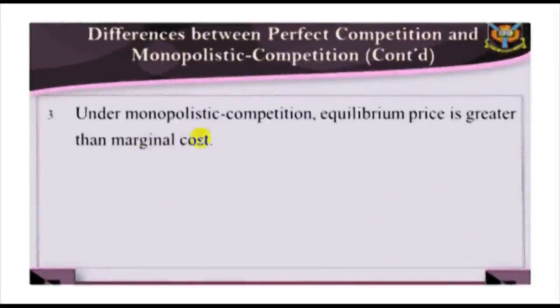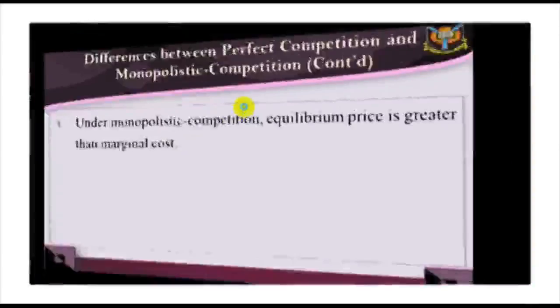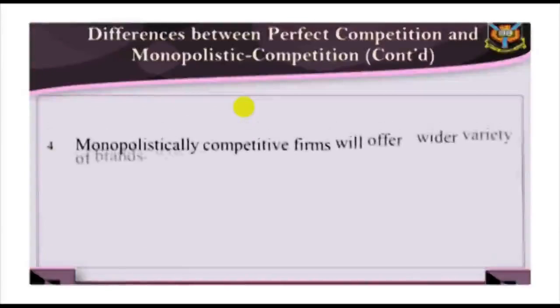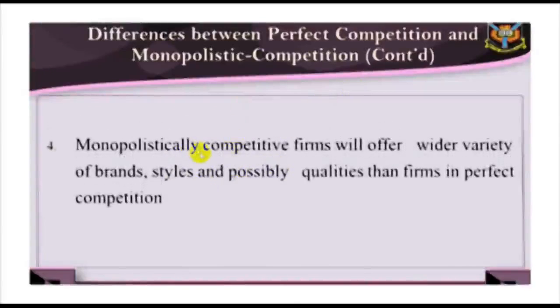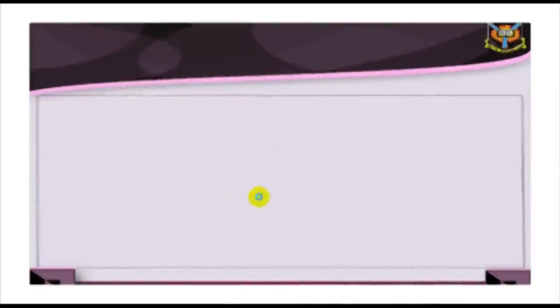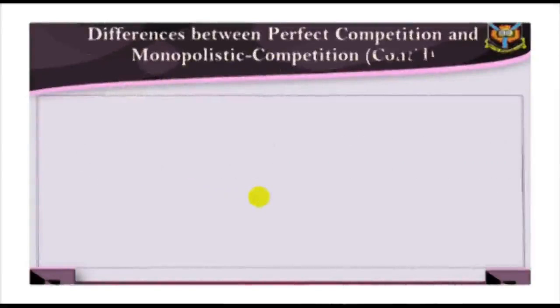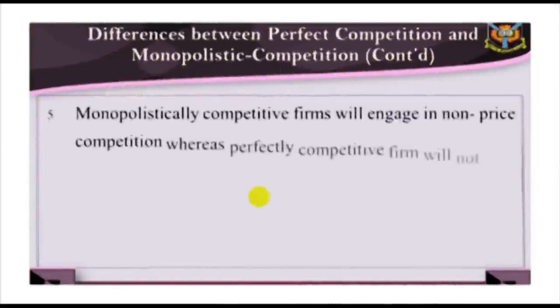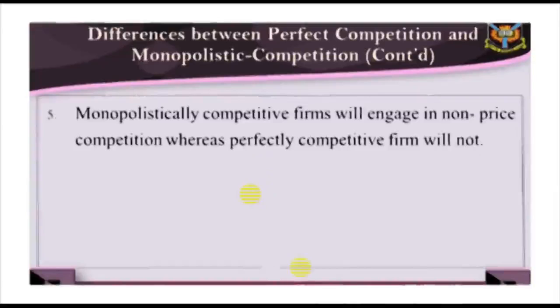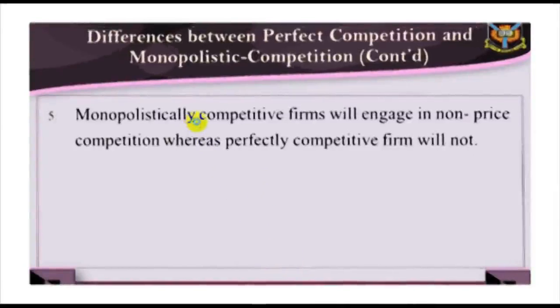Number four, a monopolistically competitive firm will offer a wider variety of brands, styles, and possibly qualities than firms in perfect competition. Number five, a monopolistically competitive firm will engage in non-price competition, whereas a perfectly competitive firm will not.